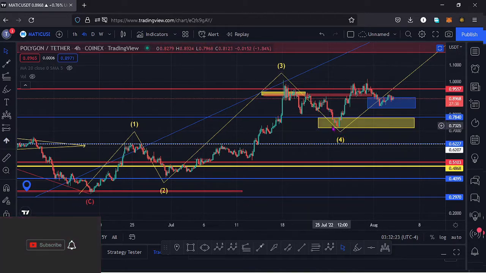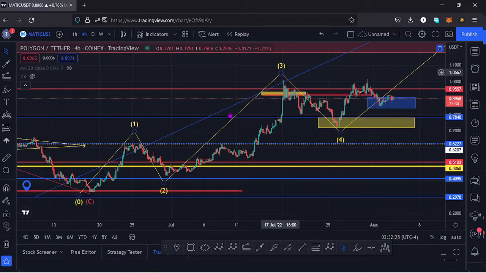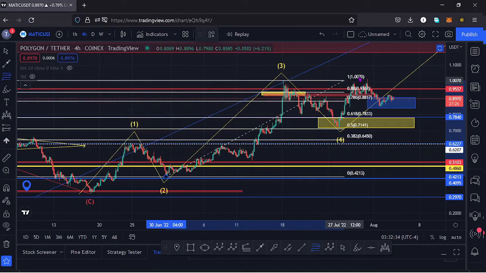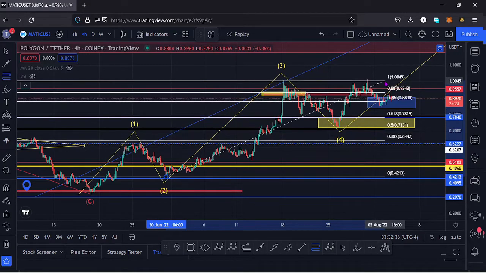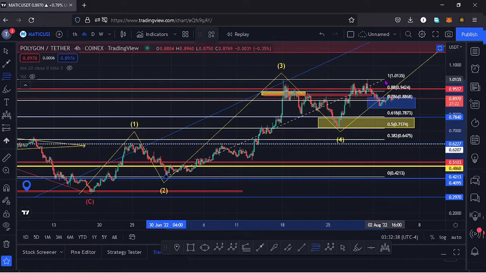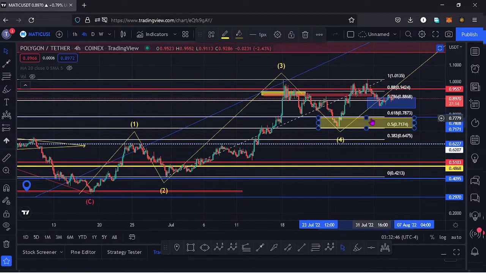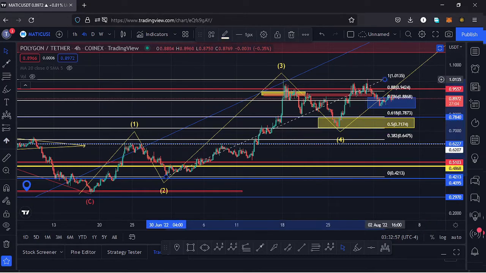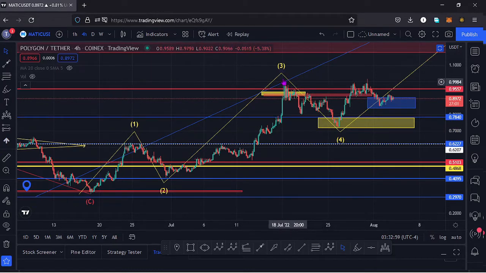Because a wave 4 is a retracement of the wave 3, we can use the Fibonaccis to try and see whether the wave 4 has done the minimum that we expected it to do. If I connect the low of the wave 3 to the high of the wave 3, that gives me this target area, this yellow target right here between the Fib level 0.618 and the Fib level 0.5, and you can see that Polygon Matic respected that in a wave 4.